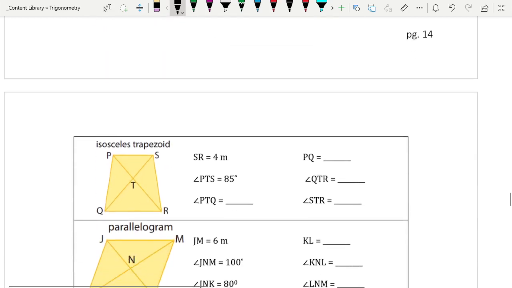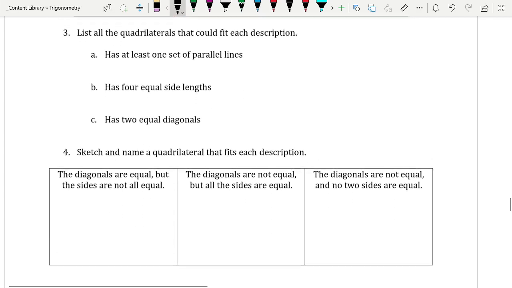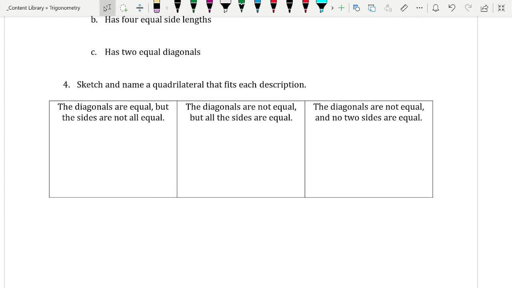So you can hopefully do the rest of the ones in number 2. And then I was looking at number 4. So we have to kind of think our way through this. Sketch and name a quadrilateral where the diagonals are equal, but the sides are not equal. So the diagonals are equal, but the sides are not.